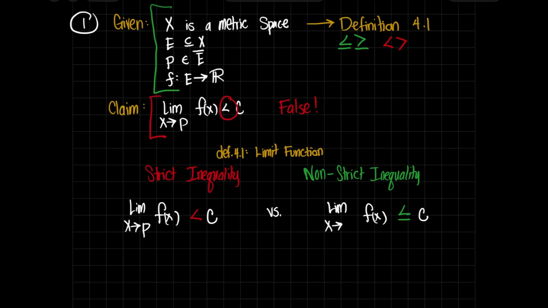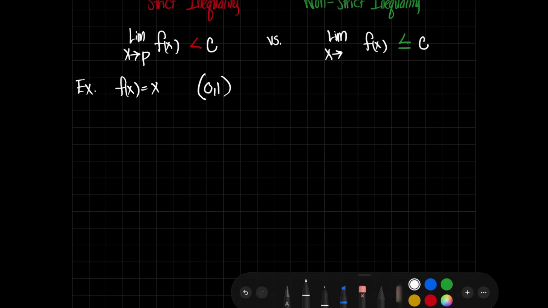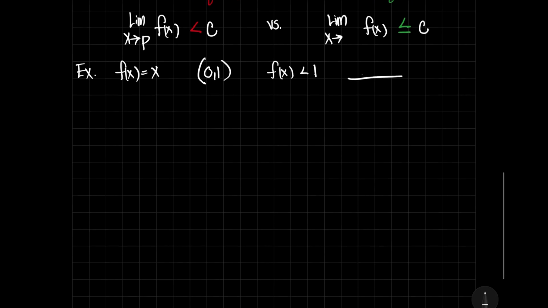This statement's false because it's not going to work for every single situation. So, for example, let's take the function f of x equals x on the interval 0, 1. That means every value satisfies f of x less than 1. And that's okay, because we could see 0, 1, everything less than 1 is fine.